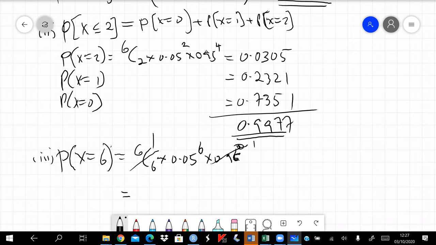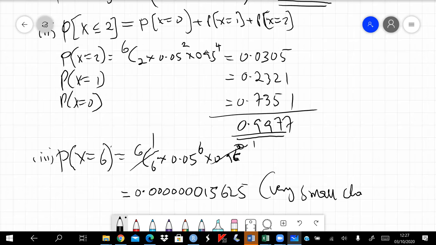So this will be 0 point, and how many zeros? 7 zeros, then 15625. So that answer looks like that. The correct answer is very small. There's a very small chance that all the eggs are cracked. It is very unlikely that all the eggs are cracked, in short.